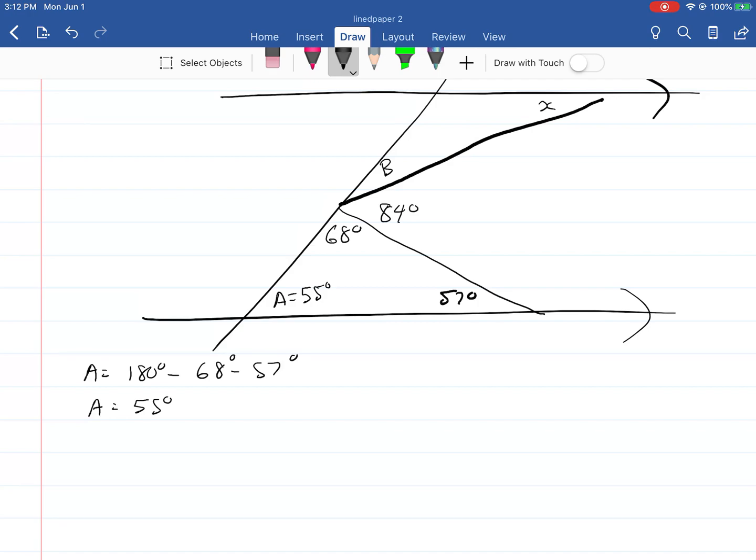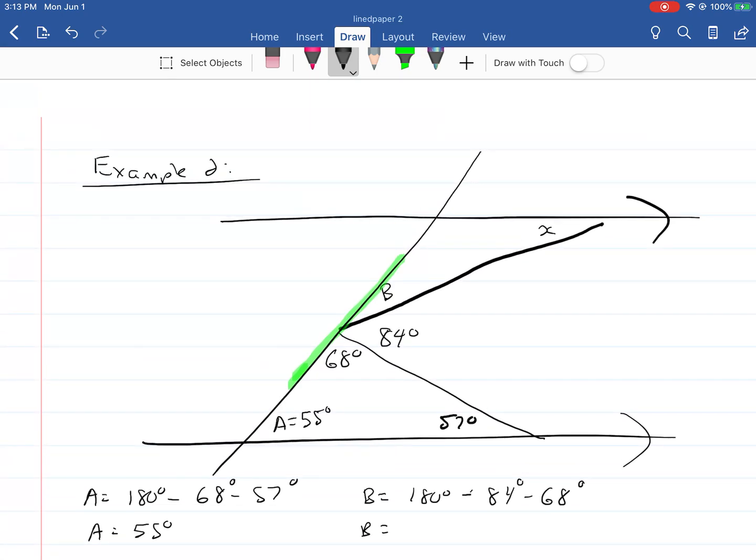So maybe then you go, well, I can see this is all a straight line here, so I'm going to label this angle B, and I'm going to say, well, that's all a straight line there, so I know those 3 angles have to add to 180. So again, I go, okay, so B is the 180. Sometimes if you have trouble seeing the straight lines, a little highlighter helps. There's the straight line I'm talking about. B is 180, subtract the 84, subtract the 68.